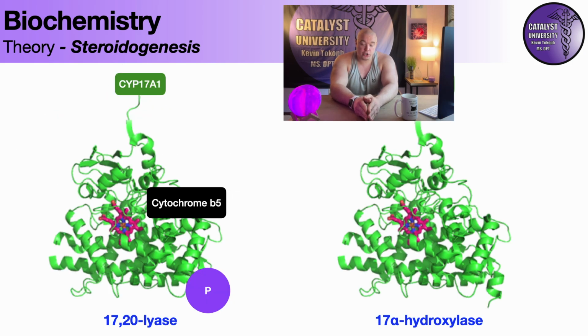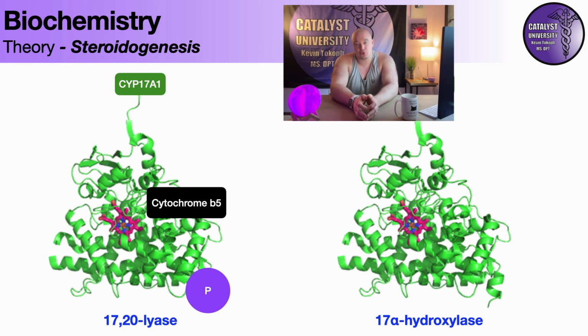17,20 lyase and the 17-alpha hydroxylase are part of the same enzyme complex. So how the enzyme functions depends on a few factors. So right here we see the enzyme in its totality. This is CYP17A1. That's the technical name of this enzyme. It's a P450. And if CYP17A1 is both phosphorylated at the spot that you see on the bottom of the picture, that purple P, and it has an attached cytochrome B5 cofactor, it functions as a 17,20 lyase. That's the enzyme that brings you into androgen and estrogen synthesis.